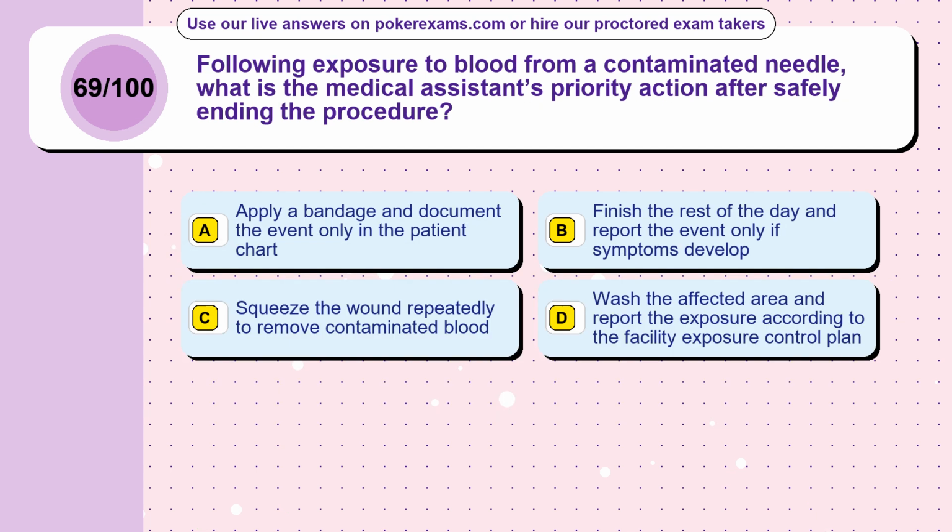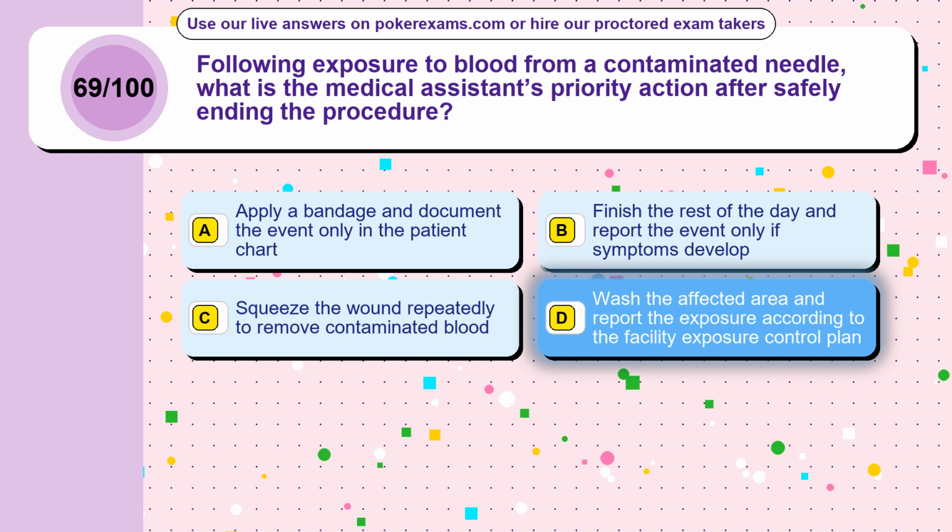Question 69. Following exposure to blood from a contaminated needle, what is the medical assistant's priority action after safely ending the procedure? Option A, apply a bandage and document the event only in the patient chart. Option B, finish the rest of the day and report the event only if symptoms develop. Option C, squeeze the wound repeatedly to remove contaminated blood. Option D, wash the affected area and report the exposure according to the facility exposure control plan.